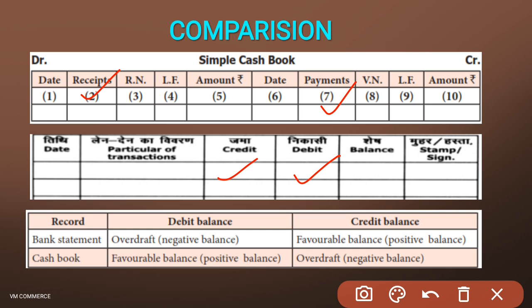A credit balance in the passbook means it is a favorable balance. See, positive and negative, here negative and positive. So this is a simple comparison: cash book entries are just the reverse of the passbook entries.